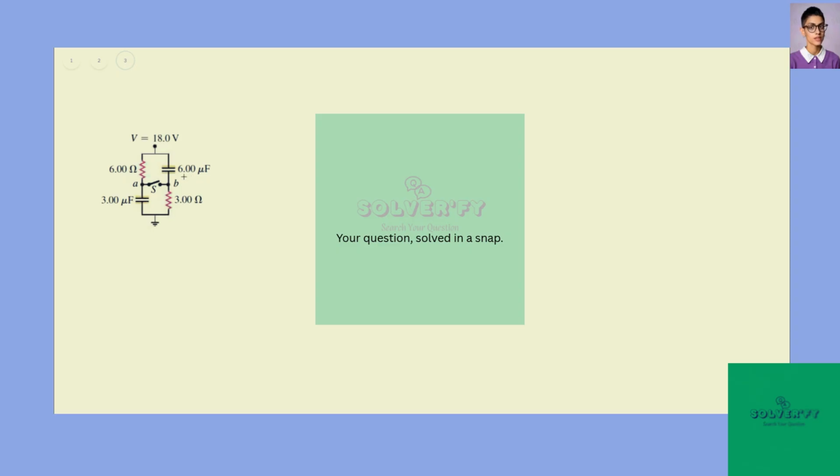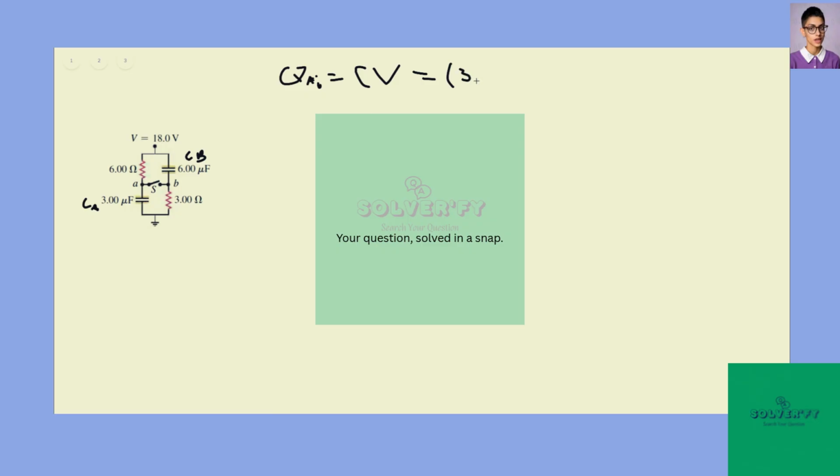So let's first look at the charge on each capacitor when the switch is open. That's going to be the maximum charge. We'll call this one capacitor A and this one capacitor B. The initial charge on capacitor A is going to be equal to the capacitance times the voltage, where the capacitance of A is given as 3 microfarads.